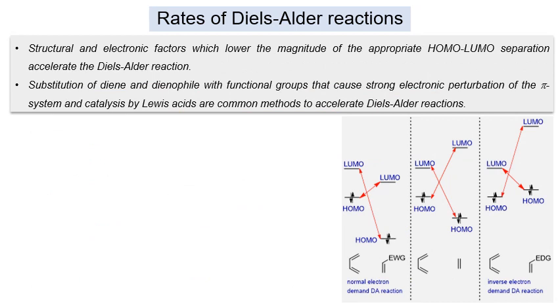What do we mean by this? We mean that the structural and electronic factors which lower the magnitude of the appropriate HOMO-LUMO separation will accelerate the Diels Alder reaction. The substitution of diene and dienophile with functional groups that cause strong electronic perturbation of the pi system, or by catalysis by Lewis acids, these are common methods to accelerate the Diels Alder reaction.